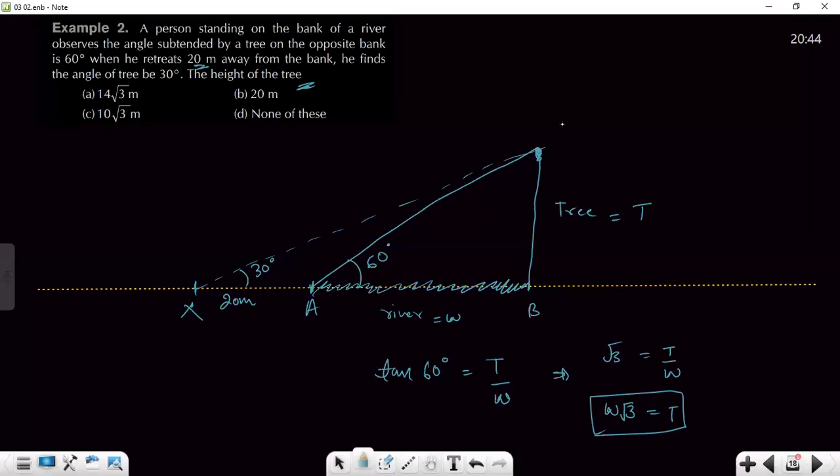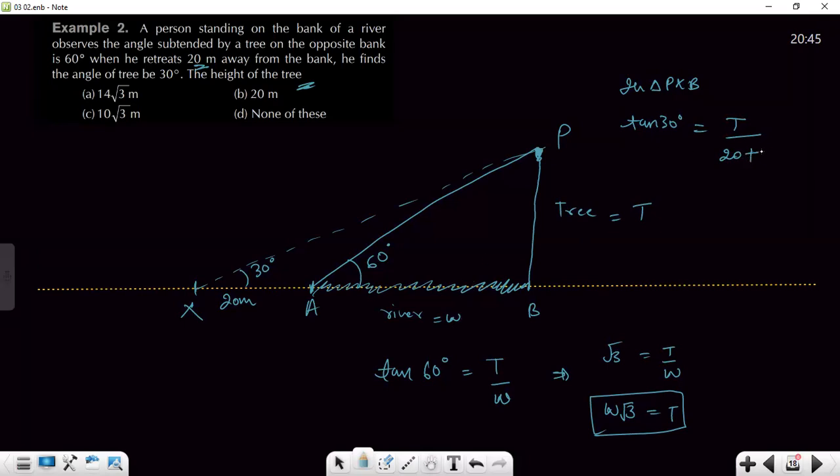Let me write this point as P. So let's consider triangle PXB. In triangle PXB, tan of 30 degrees. Why only tan? Because we are only considering the height and the base. We do not care about the hypotenuse. Tan 30 degrees is perpendicular, that is t, upon base. Base is 20 plus w.